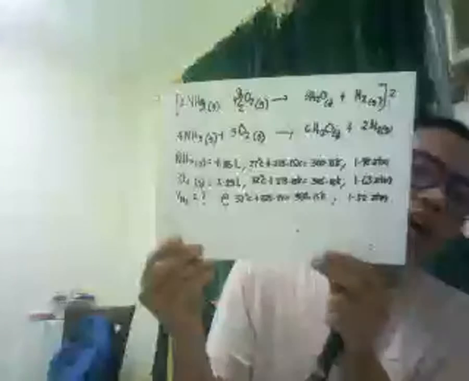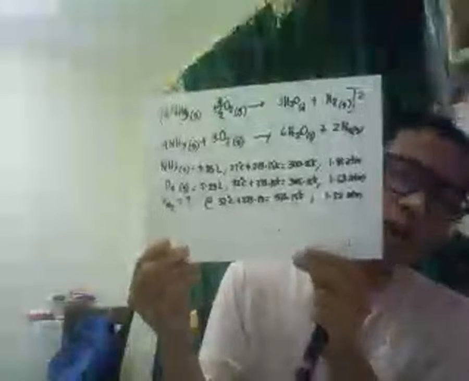So, the number of moles of oxygen uses the same formula, PV = nRT. Let's do the direct substitution. So the pressure for oxygen is 1.63 atmosphere, right?